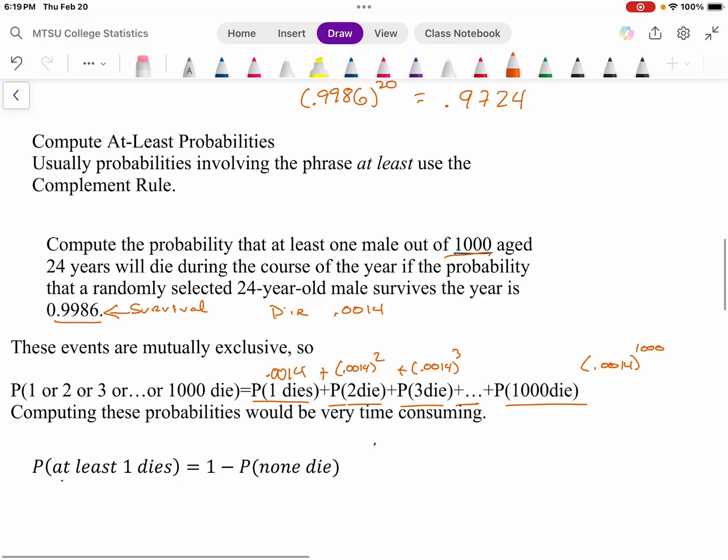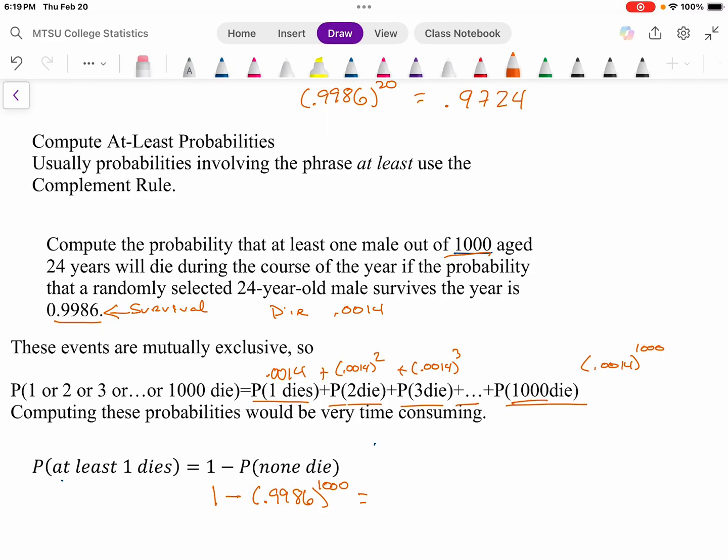So what we can do when it's at least one is do one minus the probability that nobody dies. So we're going to go one minus. Now, nobody dying means surviving. So my survival rate is 0.9986. And it's out of those 1,000 people, so 1,000 males. So that will be my exponent.